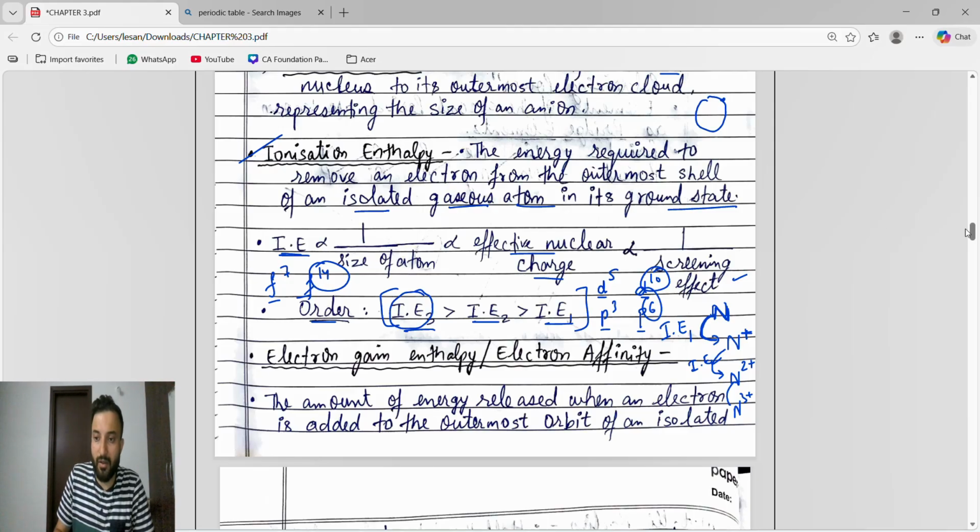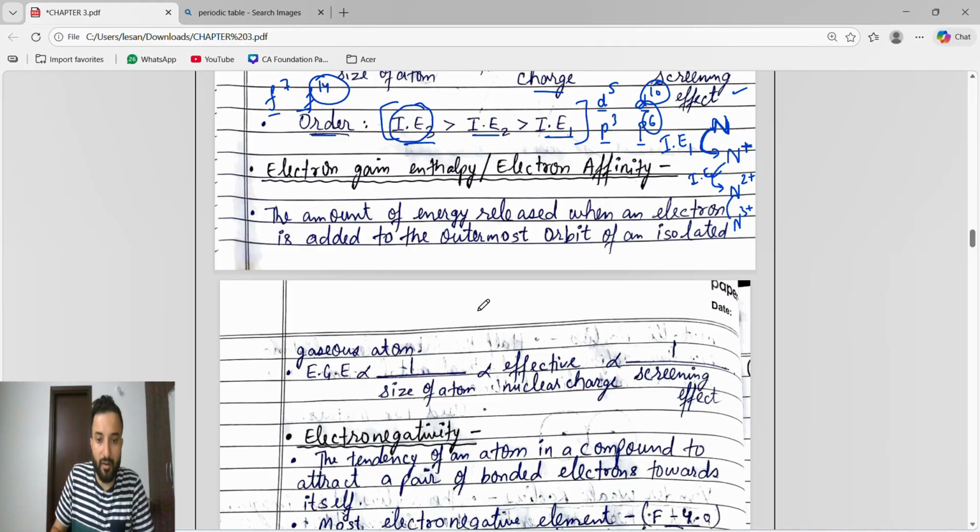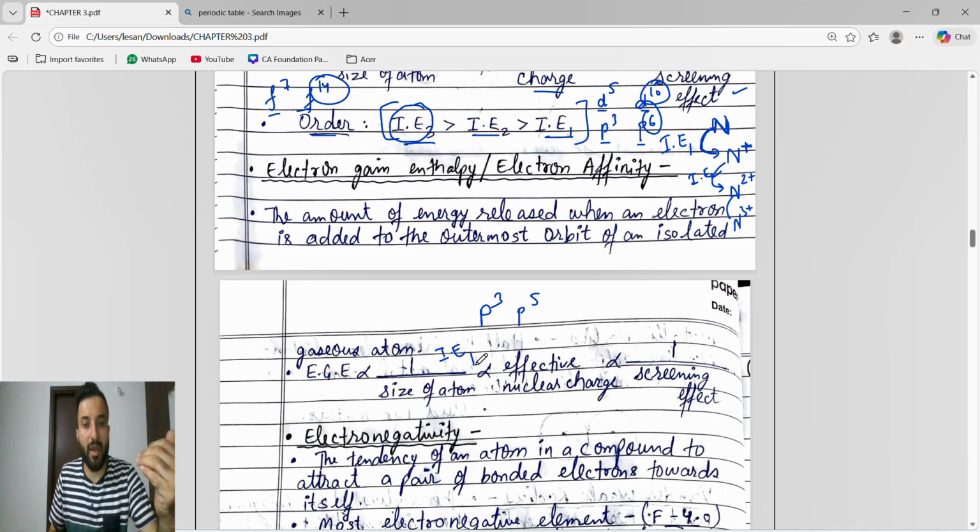Suppose they give any two elements. One element's electronic configuration is p3, and the other's is p5. If we have to remove one electron, the first ionization enthalpy, whose ionization enthalpy will be more? So guys, this is a p. P means what? Maximum is 6.